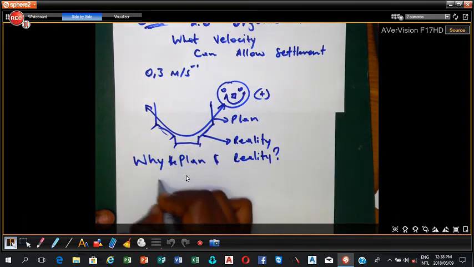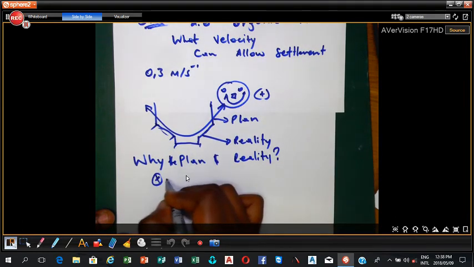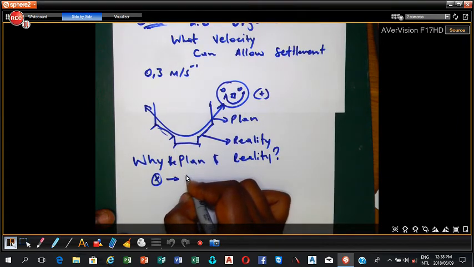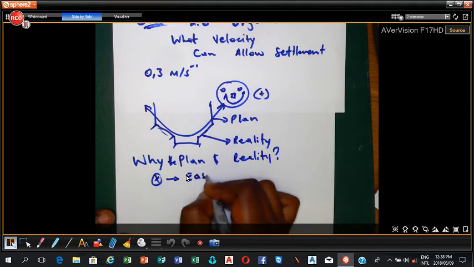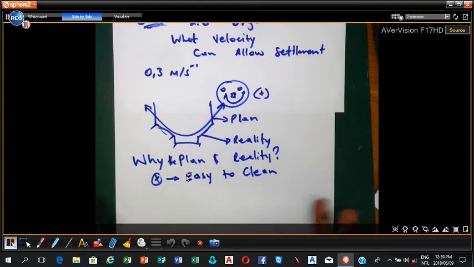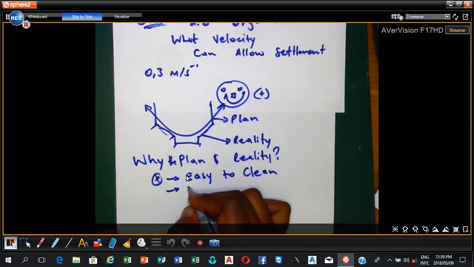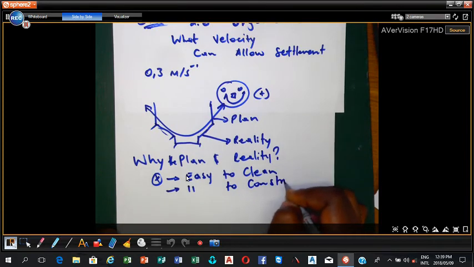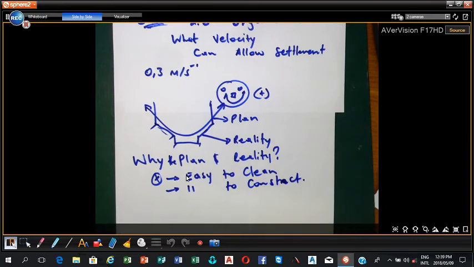The main one is to say, if you talk of this plan, you will talk of easy ways to clean. It is easy and possible to clean, as it will be very easy to construct. It will be easy to construct and it will be easy to clean.